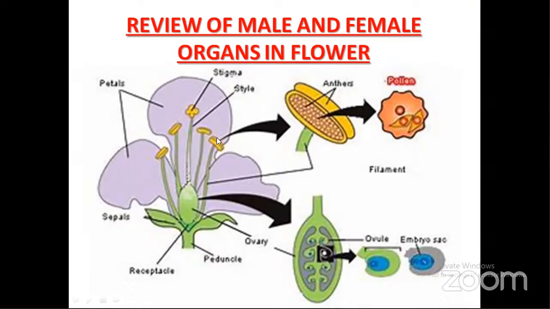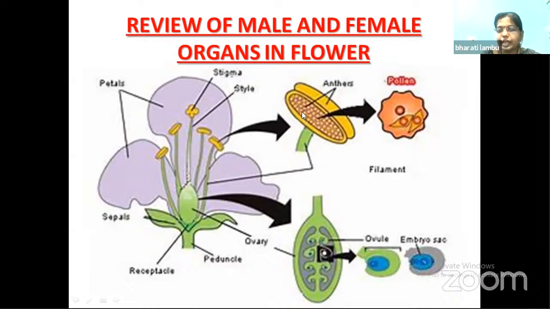The androecium has two structures, the anther and the filament. Inside the anther, there are microsporangia. Inside the microsporangia, there are the pollen grains. Inside the pollen, there is a vegetative cell and a generative cell. The generative cell will divide to form male gametes, that is, 2 male gametes are formed. Okay, this is about the male organ.